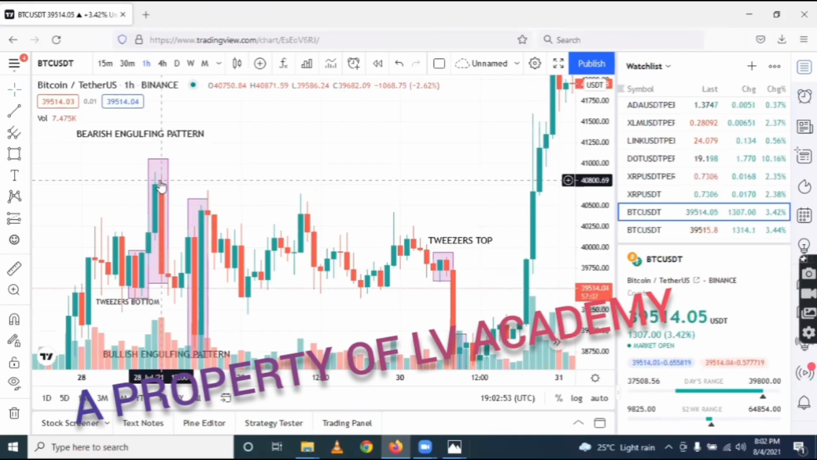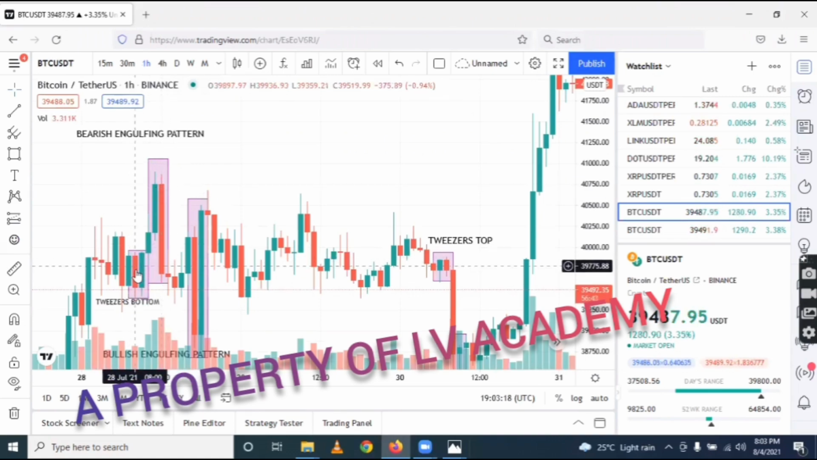So the tweezer's bottom is the bullish version of the tweezer's top. It is usually found at the bottom of the downtrend. This pattern is very strong and will signify the start of an uptrend when it is found at the bottom of the market. This candlestick comprises two candlesticks. The first one is a very strong bearish candlestick, as you can see. The bearish candle is very strong, same as the bullish, followed by the bullish candlestick too.